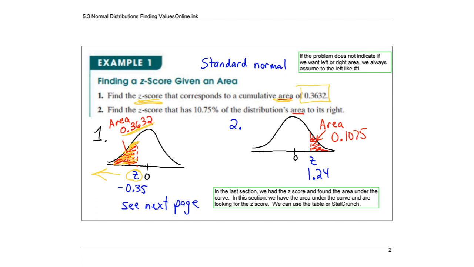The next question, again, we drew the bell curve, but this time they want to find the z-score. So again, we're looking for z that has 10.75% of the area to its right. So that's why this time we shaded to the right. And so that area is going to be 0.1075. We're looking for the z-score. Now I put the z-score on here, but you'll see how I got it on the next page.